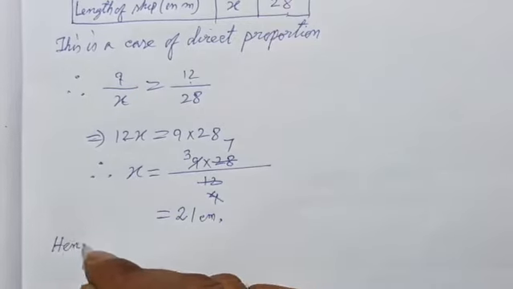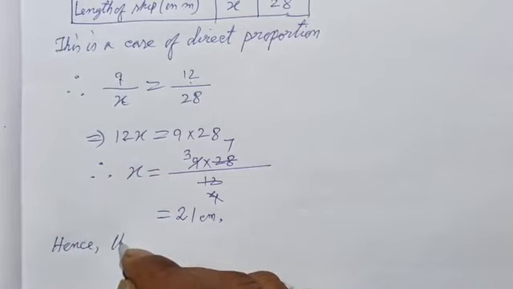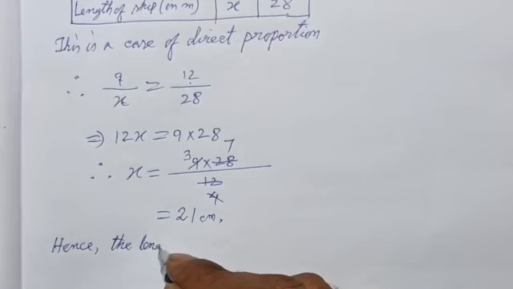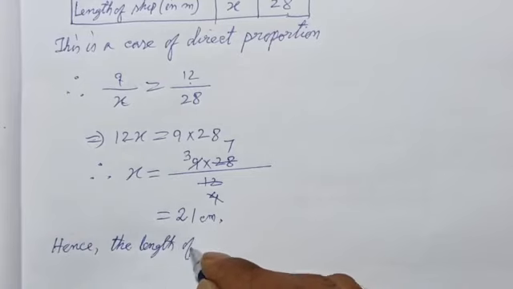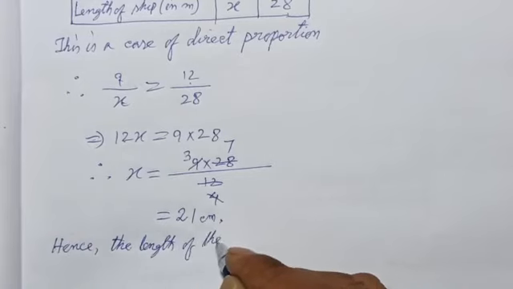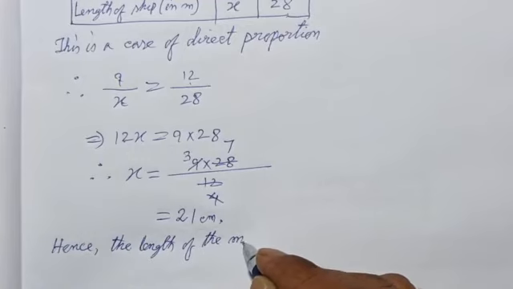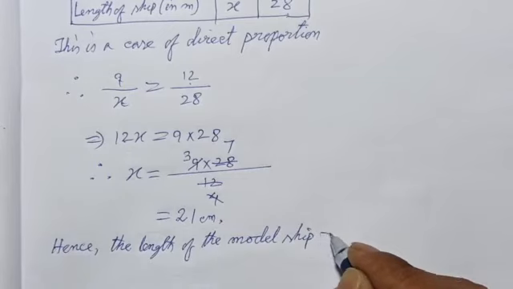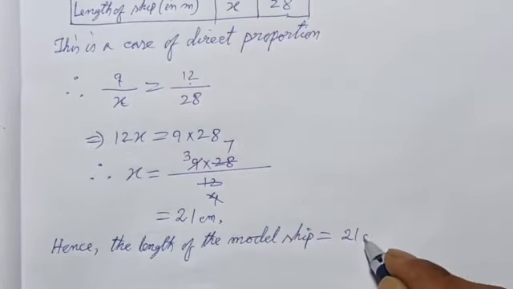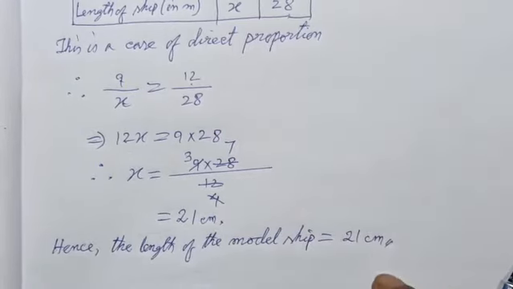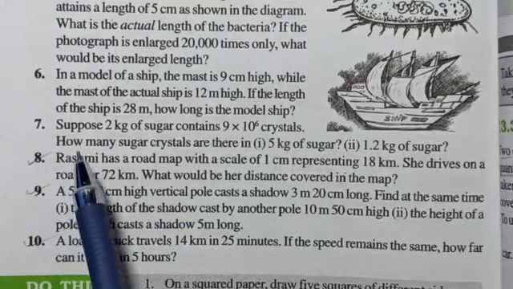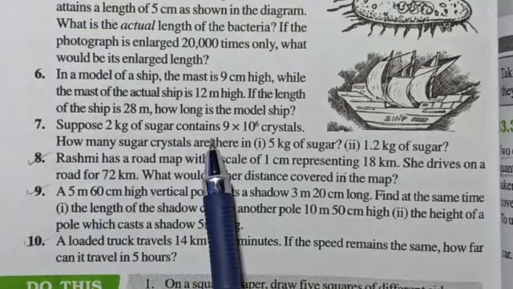Hence, the length of the model ship is equal to 21 centimeter, and this is the answer. Question number 7 is same, so you try this question.